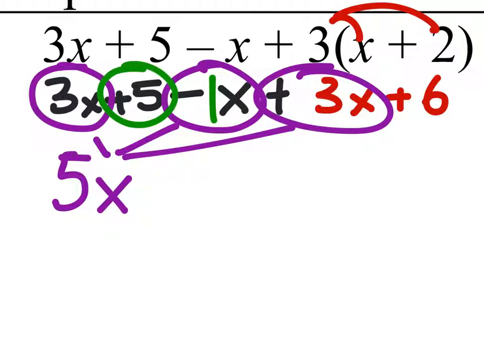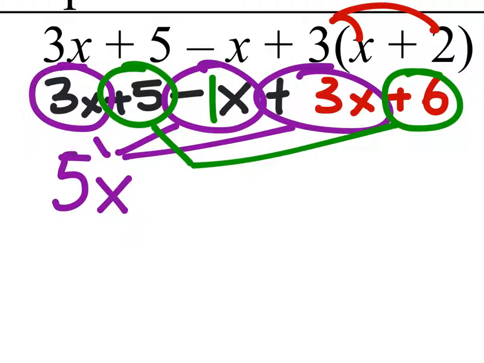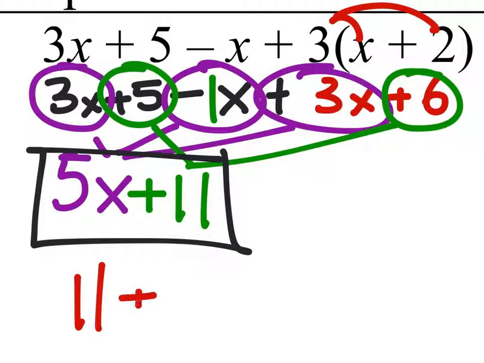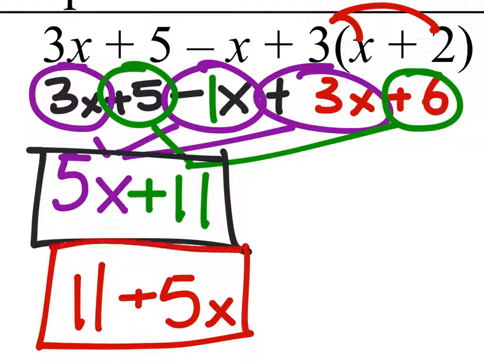Alright, let's combine this 5 with this 6. If I combine 5 and 6, what do I get? I get 11. Is that positive or negative 11? Positive, so I'm just going to make that a plus. I've got 5x plus 11. I should point out, if you really wanted to, you could write this as 11 plus 5x also. That will not matter. The order does not matter until someday you'll have a teacher where it does matter.